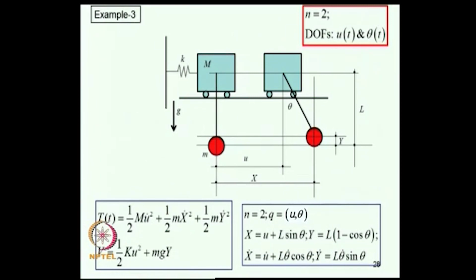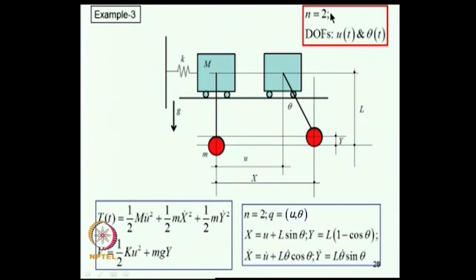Another example, a combination of a mass spring system and a pendulum. So, this is the original configuration. At some time t, if I take a snapshot, the mass would have moved here and the pendulum would have swung up like this. I assume that this chord is inextensible, therefore, there are only 2 degrees of freedom. One is the position of this mass and the other one is this angle theta. So, this is a 2 degree of freedom system.